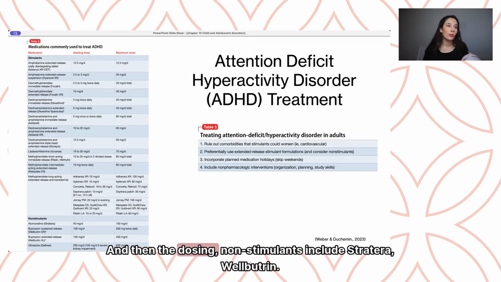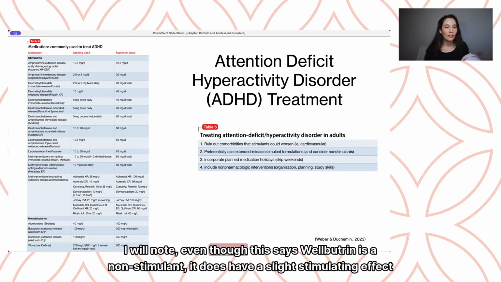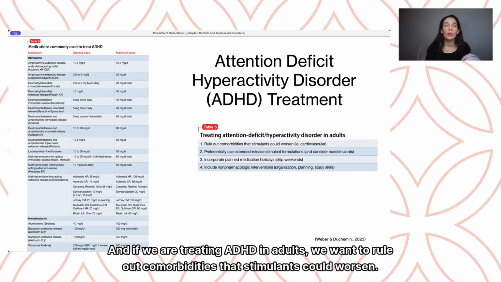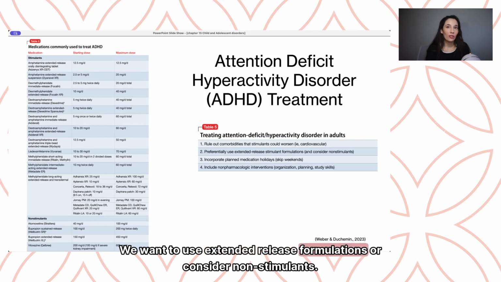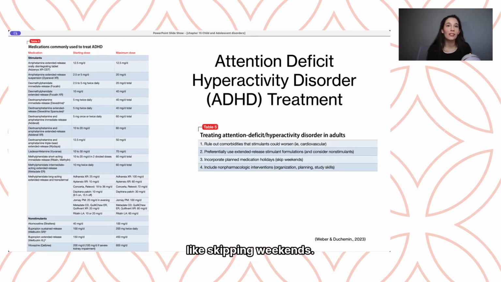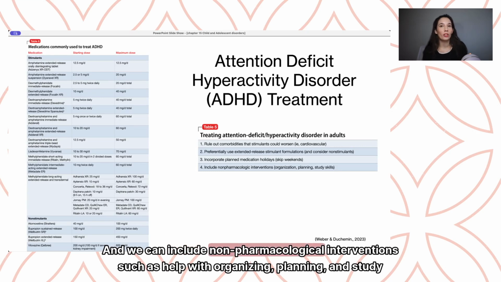And then the dosing, non-stimulants include Strattera, Wellbutrin. I will note, even though this says Wellbutrin is a non-stimulant, it does have a slight stimulating effect on people. And Qelbree. And if we are treating ADHD in adults, we want to rule out comorbidities that stimulants could worsen. We want to use extended release formulations or consider non-stimulants. We want to incorporate planned medication holidays if they want, so like skipping weekends. And we can include non-pharmacological interventions such as help with organizing, planning, and study skills.